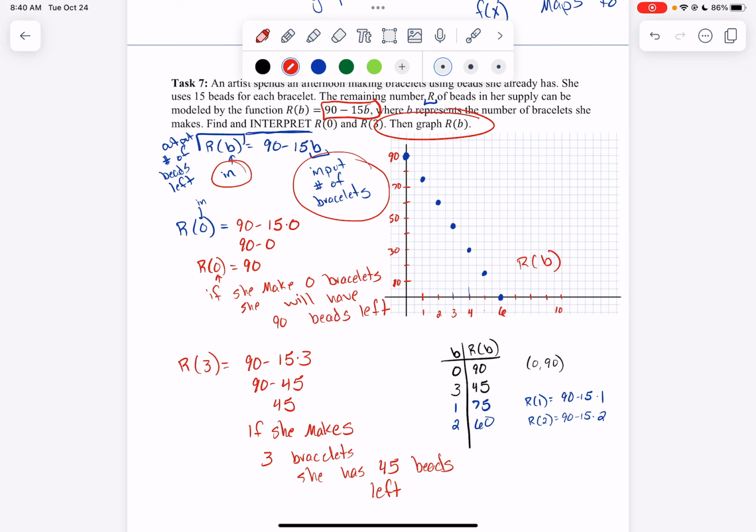One thing I can tell from this graph is I can only make up to 6 bracelets. After 6 bracelets, I'm out of beads.